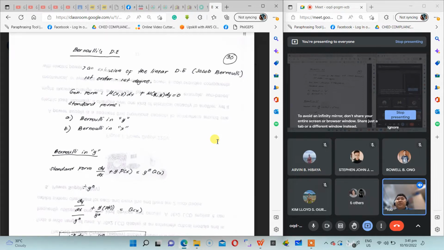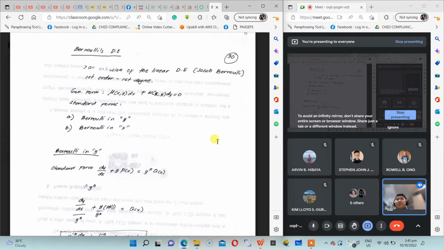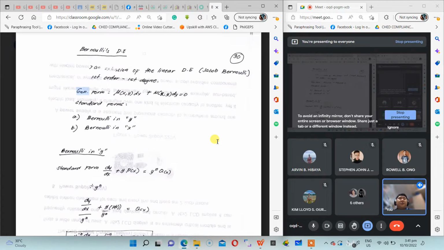Meaning, since it is still part of the first order, first degree differential equation, the general form will still be M of x, y dx plus N of x, y dy. Same as your linear differential equation, you will identify if it's Bernoulli in x or Bernoulli in y. So sir, how to do that?